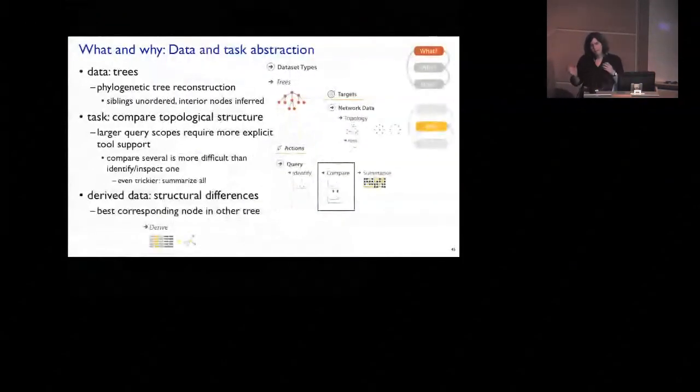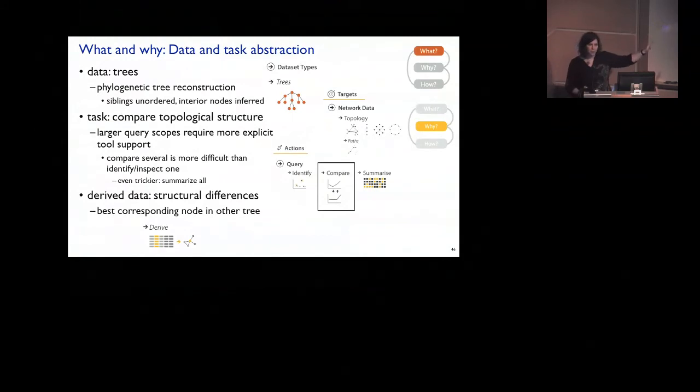So again, let's talk about the data and the task, the why and the what and the how. So this data was trees. Trees are a special case of networks. Phylogenetic trees are interesting because when they're reconstructed, you've got the siblings not having an intrinsic ordering, and you've inferred the interior nodes with these unordered siblings.